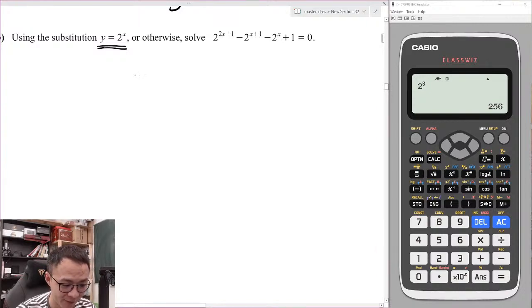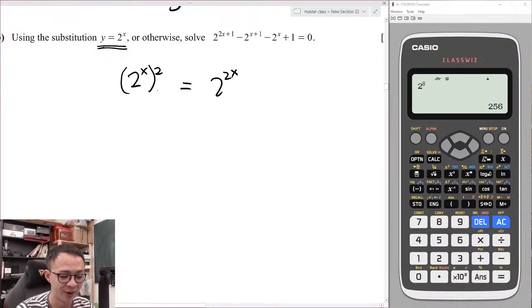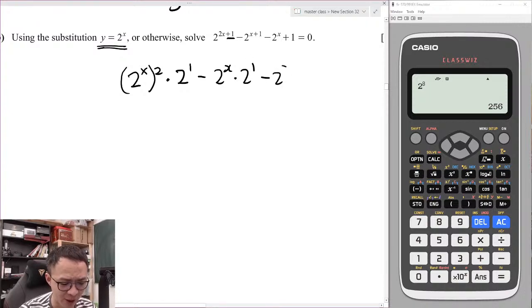So I have 2 power of 2x. You can see this is 2 power of x times 2 power of x. Why do I want to write it like this? Because I want to sub my y into here. So I have a plus 1. Plus 1 means multiply 2 power of 1. Minus 2 power of x. This plus 1 is not at the power. This plus 1 is a number. Okay, must be very careful.